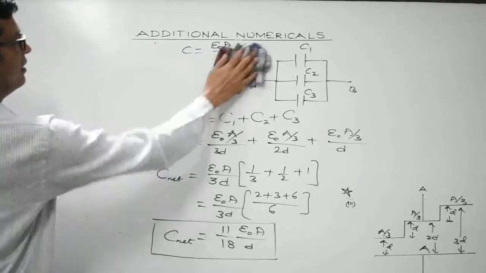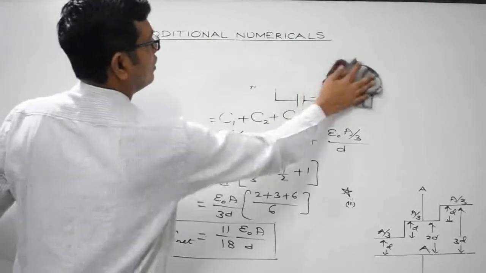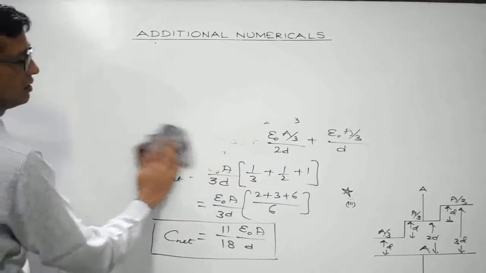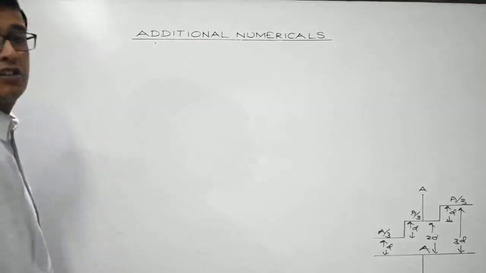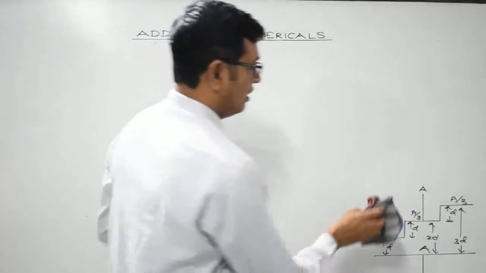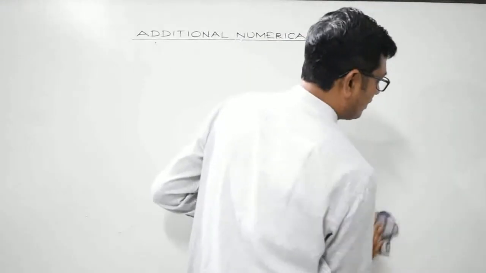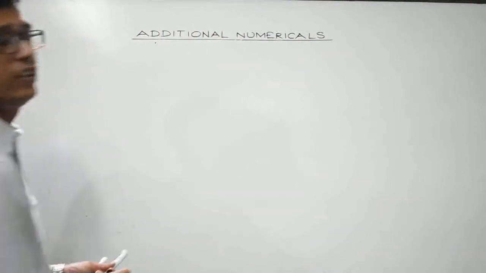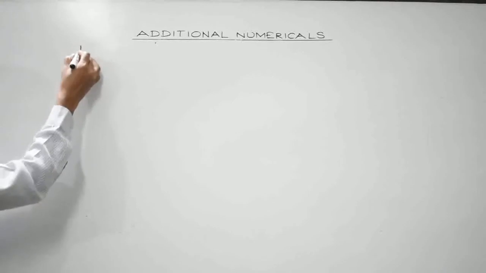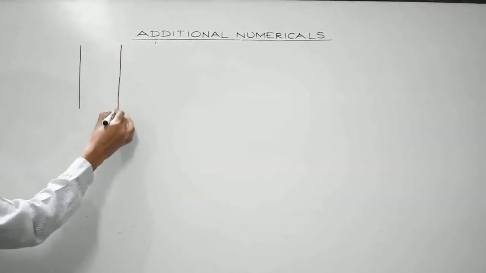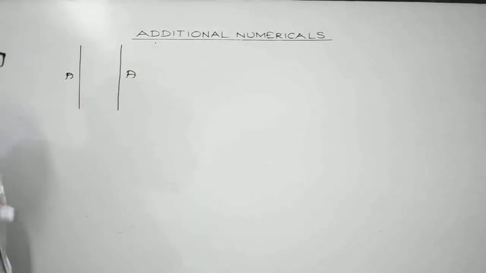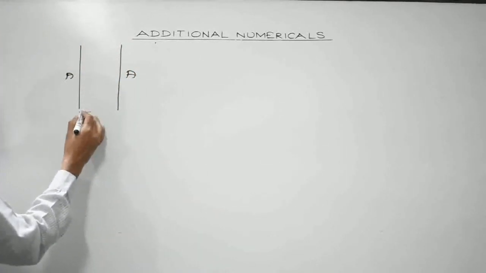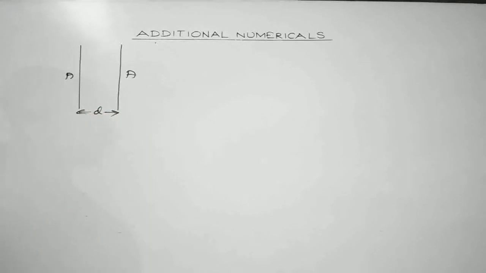Next question is, suppose we consider a parallel plate capacitor. It is given to be a parallel plate capacitor, each plate of area A and the separation between them small d.